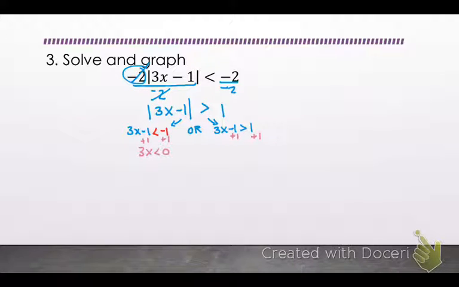Over here, 3x is greater than 2. I'm going to divide both by 3. I get x is less than 0, and x is greater than 2/3, with the word or in the middle.